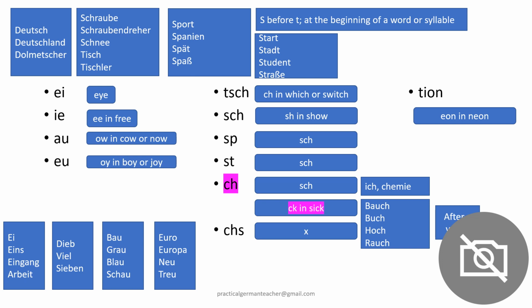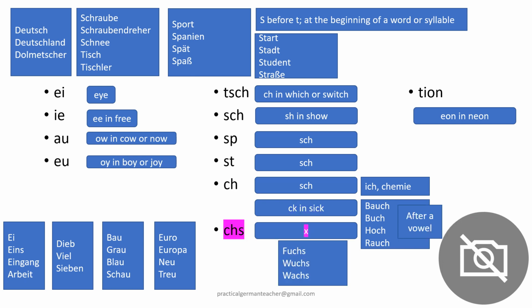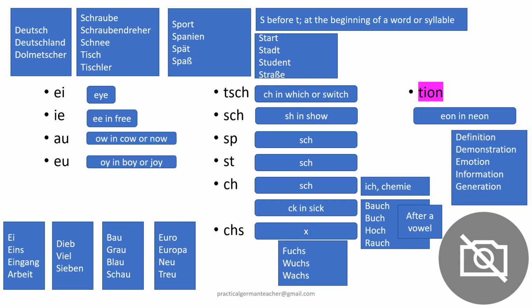Then you have the combination CHS. It is pronounced as X. Examples are Fuchs, it is fox. Wuchs is growth. Wachs is wax. Okay. Then you have the combination TION. So here I'm not saying you pronounce TION as "yuan". I'm just saying when you say TION, this ION part is pronounced as "ion". Examples are Definition, Demonstration, Emotion, Information, Generation. I hope you get the idea.